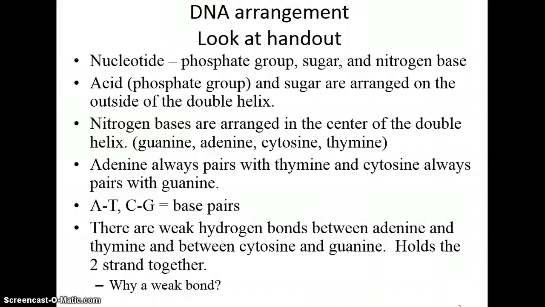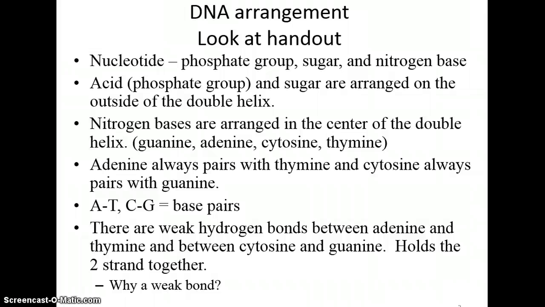The nitrogen bases are arranged in the center of the double helix. The guanine, the adenine, the cytosine, and the thymine: G, A, C, and T. Those are those bases, and the code. They represent the code. They represent your genes. The order is very important.